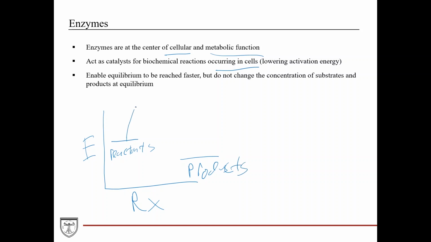So without the enzyme, this is the energy of the reaction. This top point would be the energy of activation. What an enzyme does is lower that energy of activation, and so it helps reach equilibrium faster, but just like any other catalyst, it does not change the concentration of substrates and products at equilibrium. And a lot of these reactions would be so slow, or they almost would just never happen in a cell if it weren't for enzymes, which is why enzymes are so critical.